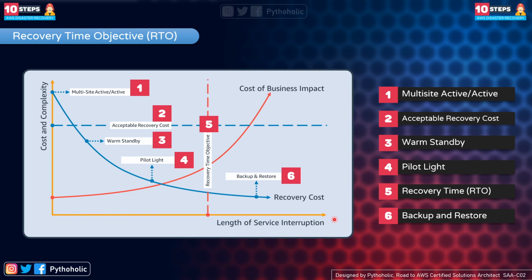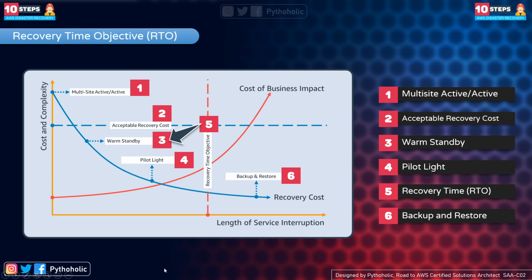And this is your length of service interruption in time scale. And this is the amount of cost and complexity of the process to bring the service back to life. And this is the cost of business impact. And each disaster recovery strategy will fall into one of these categories, as we have mentioned here. So the first one is multi-site, that is active, where you create a second active replica setup of your service, and which is one of the best when it comes to time, but too much for the cost side because it exceeds our acceptable recovery cost.